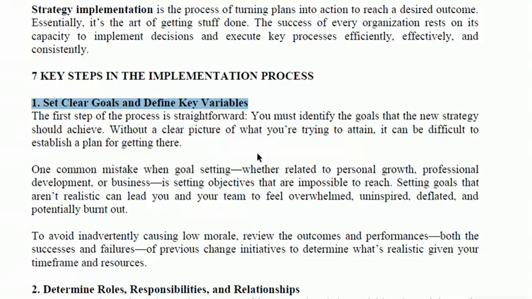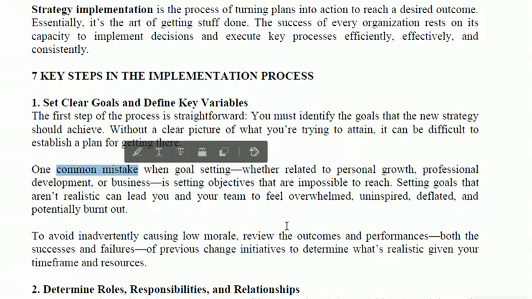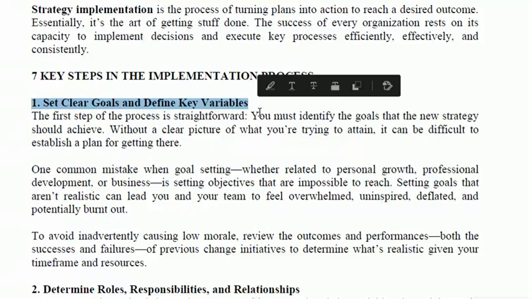The problem that sometimes happens, or the common mistake, is that sometimes a company sets a goal so high that no one is able to achieve that goal. The target is so high that the people who are working in the company themselves get demotivated, thinking the target is so high they will not be able to achieve it. So that leads to a problem. So the goal should be attainable, not very easy, not too difficult, but attainable, so that the confidence or the morale of the people who are working towards that goal will not go down. So first is about setting goals and defining key variables.